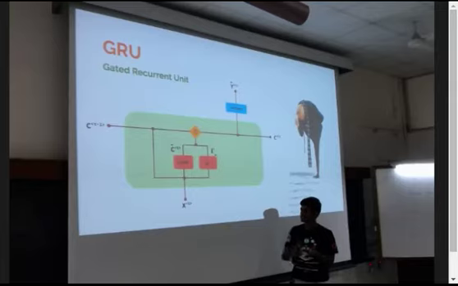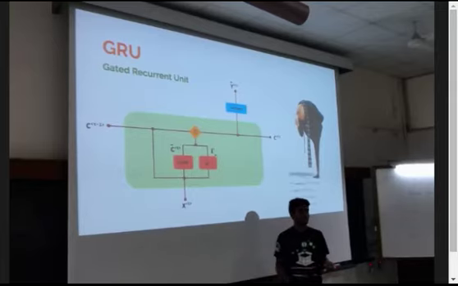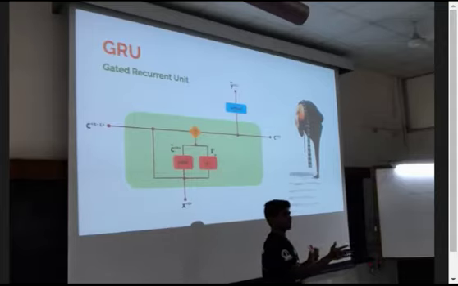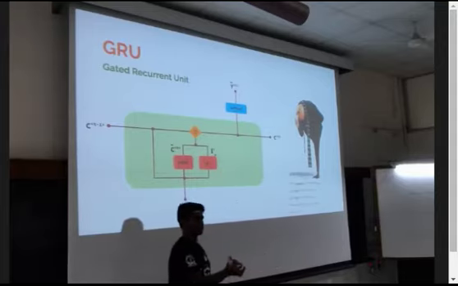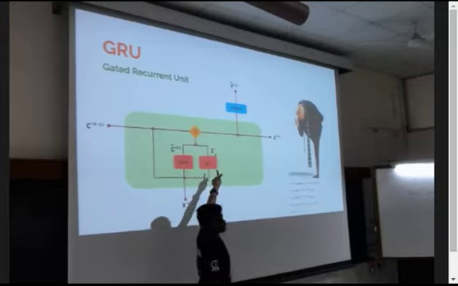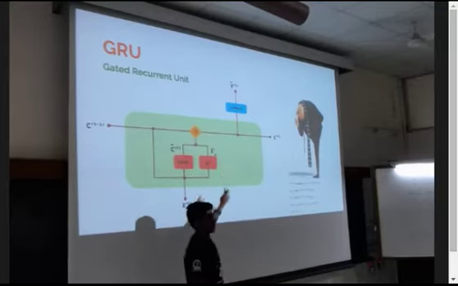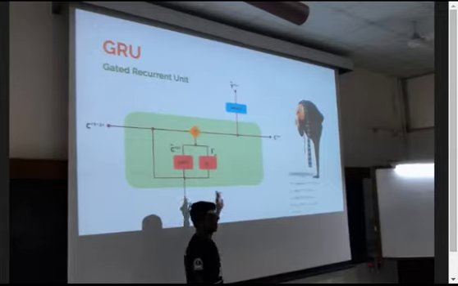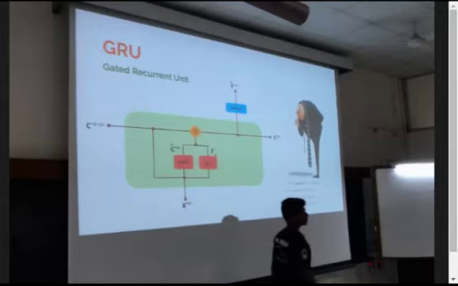Let's say you have a 100-length sequence, and at the 99th position you want to remember what happened at the second position. So you just pass the entire value from the second position to the 99th position, making the update gate value 1. And for the rest of the positions, it will be 0. That's how you remember these long-term dependencies.